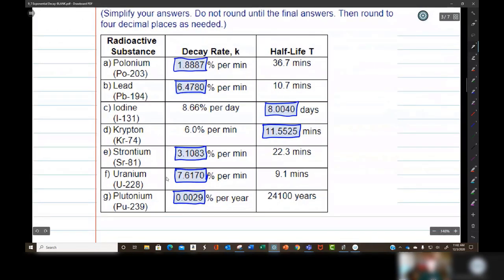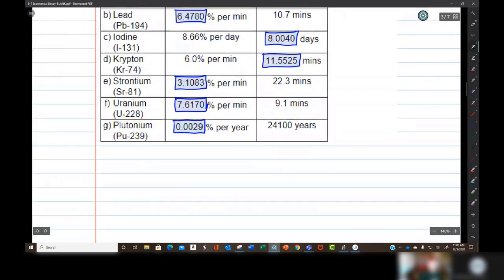There is an interesting discussion of half-life over here. It's not a discussion, but a table. For instance, polonium. Oh, how about lead? Lead has a half-life of 10.7 minutes. Iodine, must be radioactive iodine, has a half-life of 8 days. Krypton has a half-life of 12 minutes. Uranium has a half-life of 9.1 minutes. Plutonium has a half-life of 24,100 years. Plutonium is what's used in hydrogen bombs. Those are the really bad nuclear bombs, if you can call any of them good.